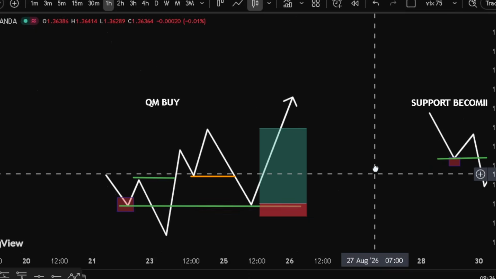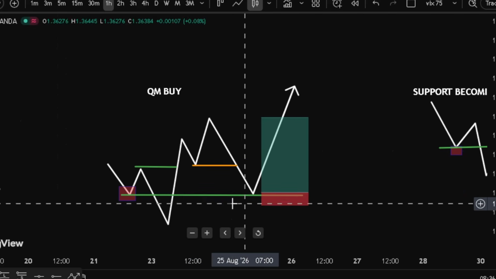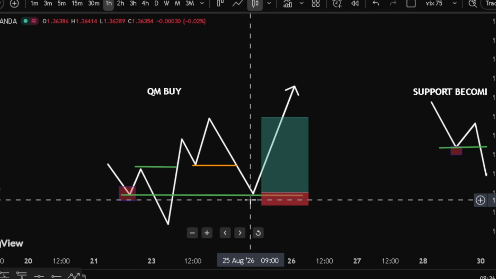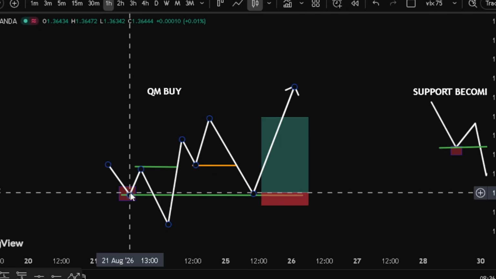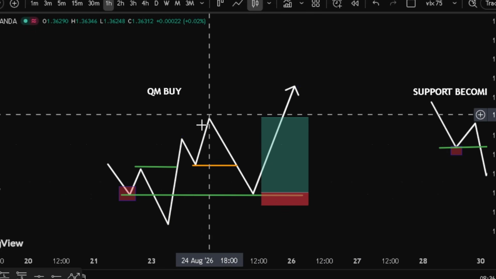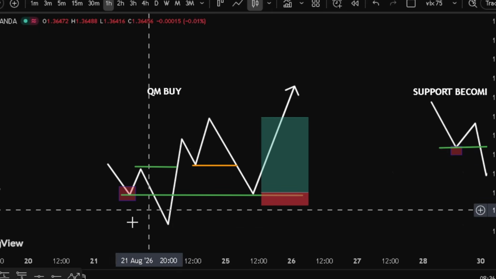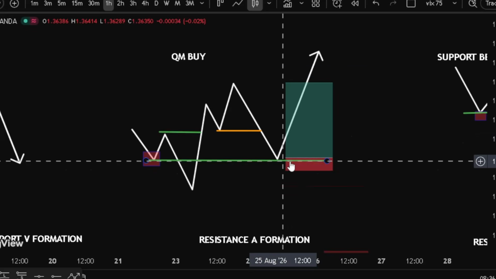And now for the QM buy, remember I've said it's just a basic head and shoulder, whereby this is our left shoulder, our right shoulder, and this is our head. So head, shoulder, and that is it. The QM buy. You just wait for a change of character and then you take your buys. So this one is used for buy setups.